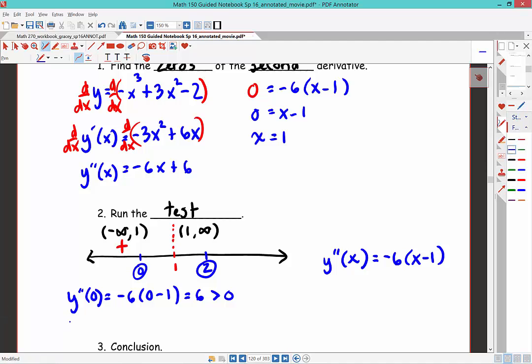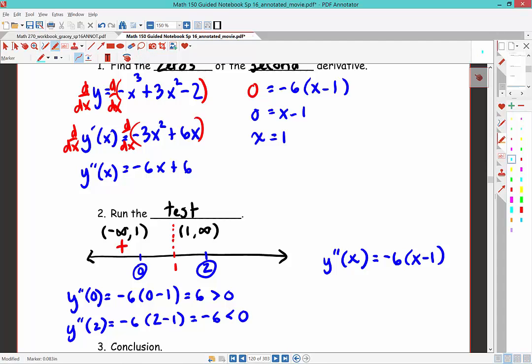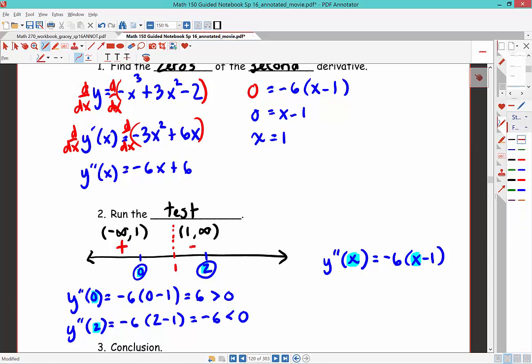And then y double prime at 2 is negative 6 times 2 minus 1, which is negative 6, which is less than 0. So all I did is I plugged these test values into the second derivative function. So this gives me information about concavity for the original function, and it also lets me know that the derivative is increasing from minus infinity to 1 and decreasing from 1 to infinity, right? So all kinds of great information.